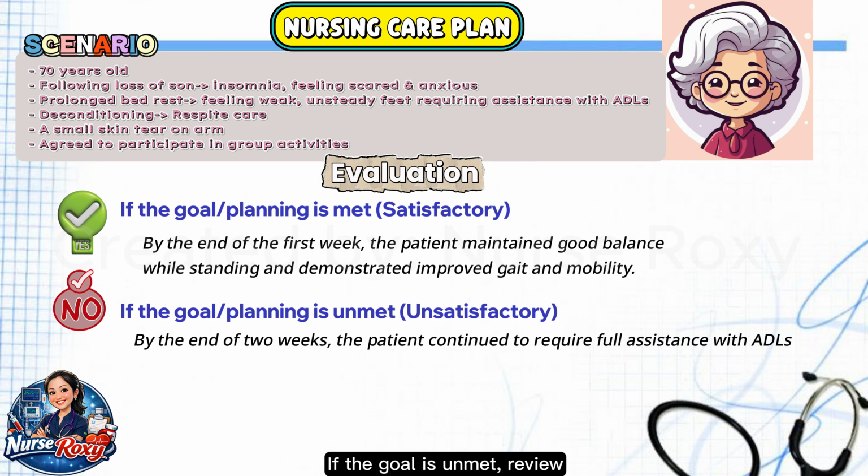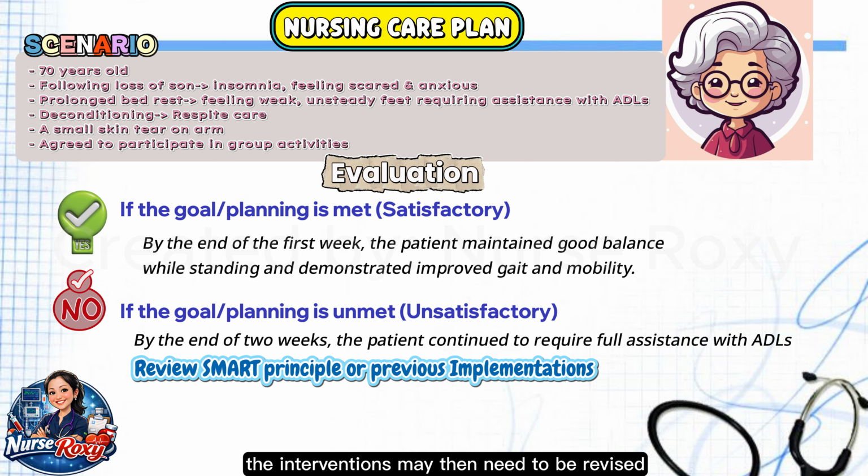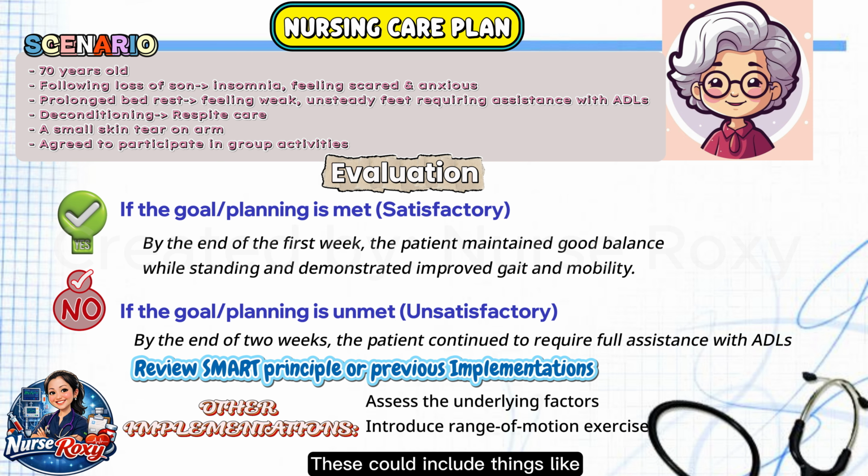If the goal is unmet, review whether it follows the SMART principles. If it does, the interventions may then need to be revised. This could include things like assessing underlying factors such as psychological concerns, environmental hazards, or any barriers affecting the patient's motivation or compliance. Another thing we could try for Mary is introducing range of motion exercise to reduce discomfort, increase joint and limb movement, and make mobility more efficient.